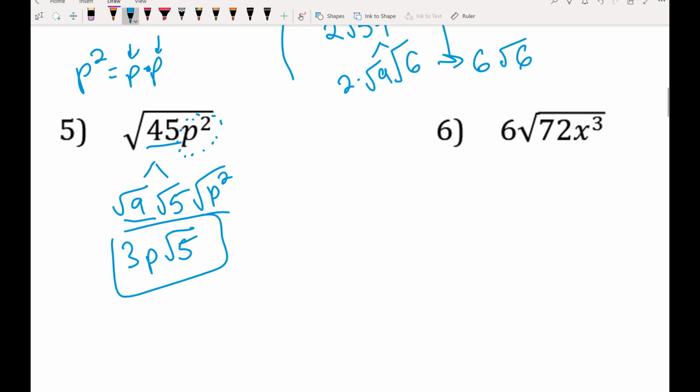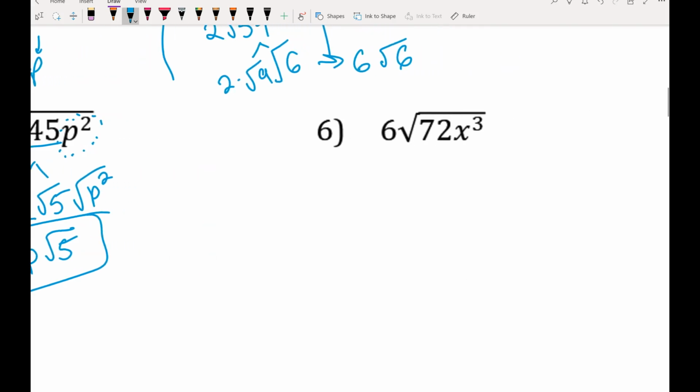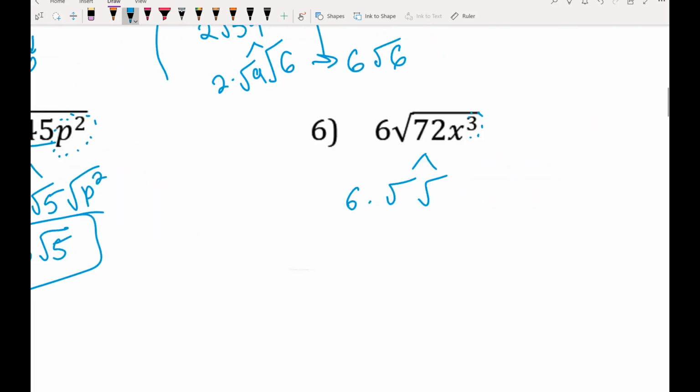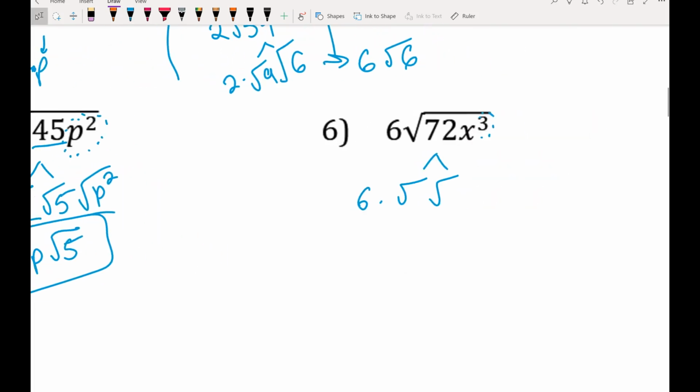For number 6, a very similar process, only something with the x cubed messes things up a little bit. So I could do the same thing, where I bring the 6 out in front, and I ask myself, is 72 a perfect square? No. Okay, but I know 36 times 2 is 72, and 36 is a perfect square.